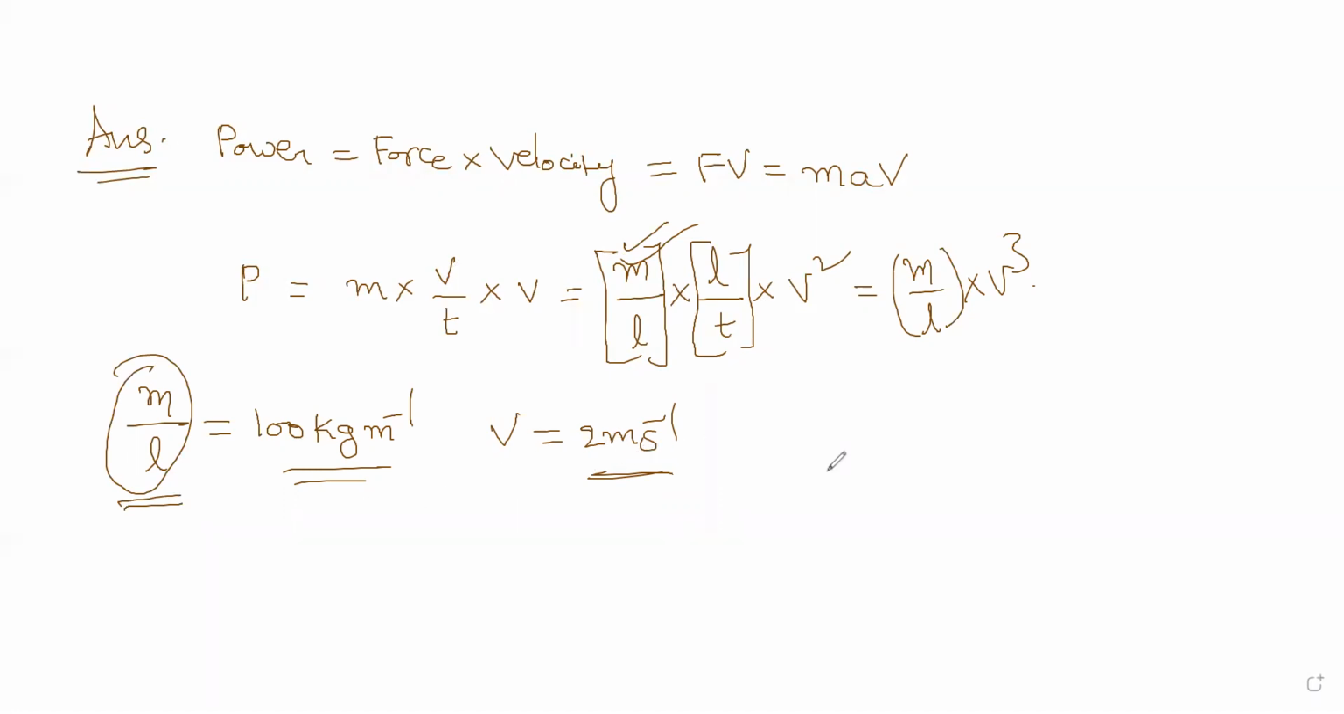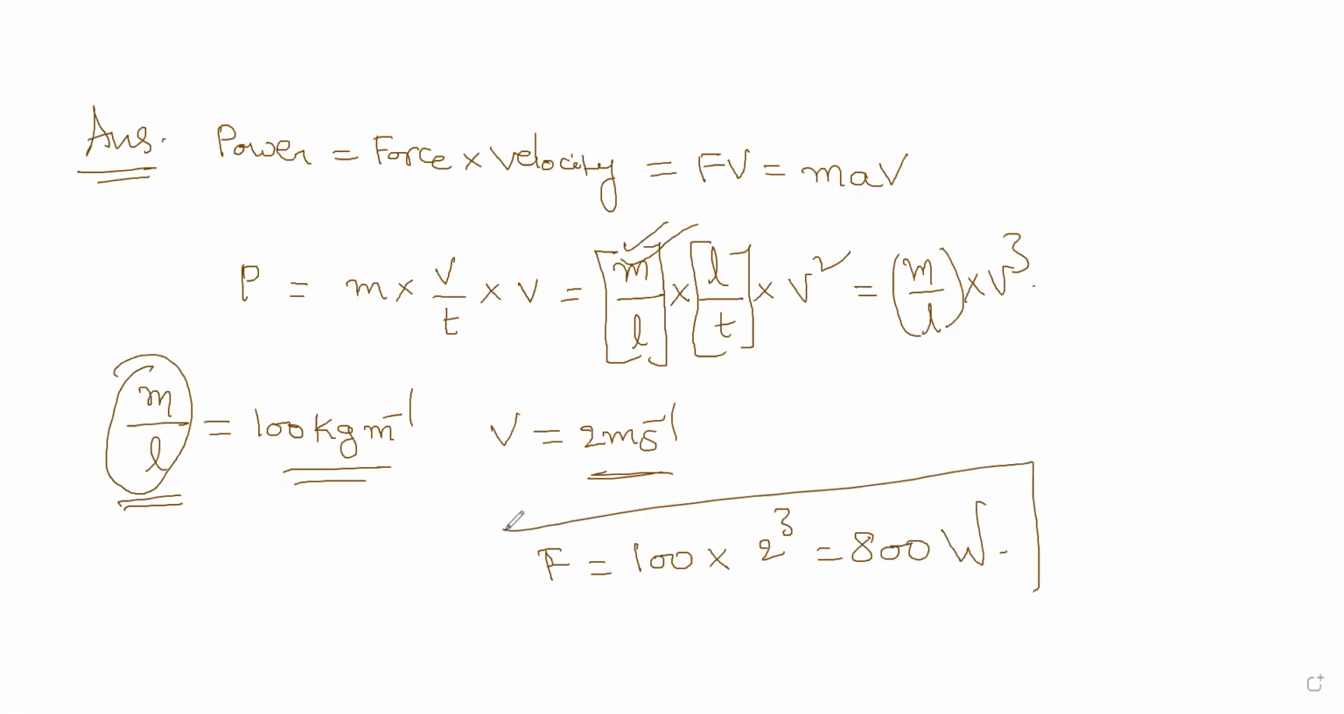The velocity is constant. So let's put the numbers here. So m by L happens to be 100, and v cube is 2 cube, 8. So that's how you get 800 watts. Simple but tricky.